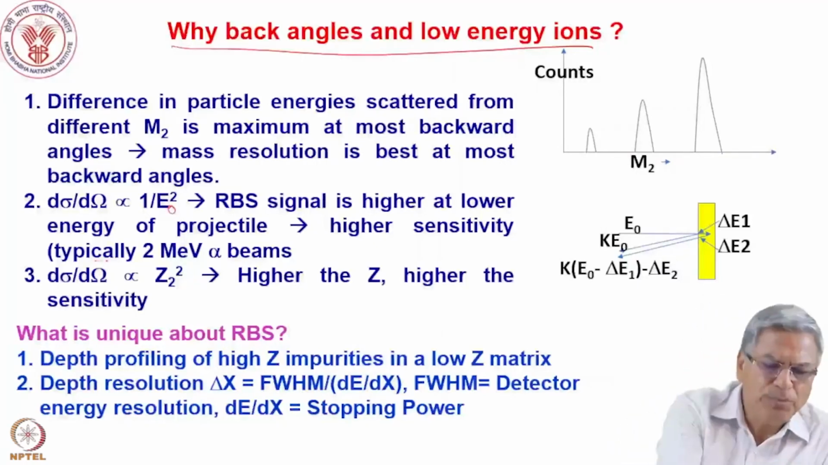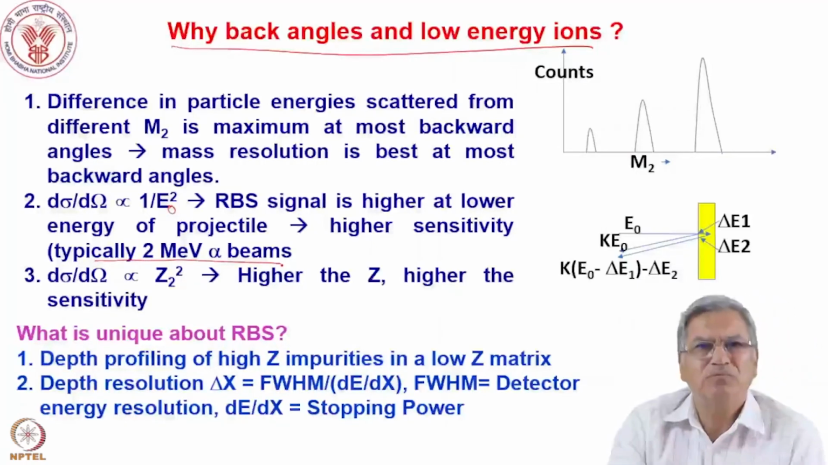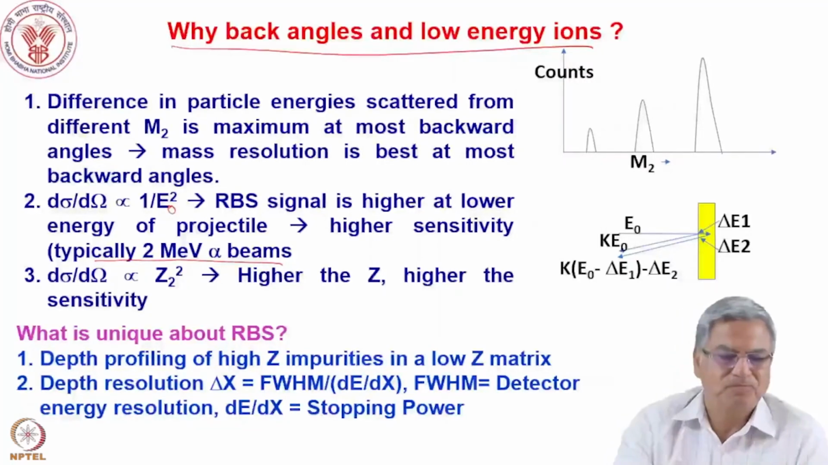So typically, people use 2 MeV alpha particle beams, so you will be below the Coulomb barrier for most of the target nuclei. In addition, there should not be any nuclear reaction, as that will complicate things. It will unnecessarily introduce some radioactivity in the sample, and so it may become difficult to handle. So this is the reason for low energy.